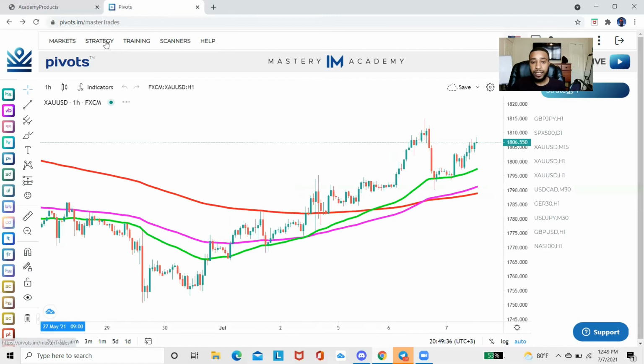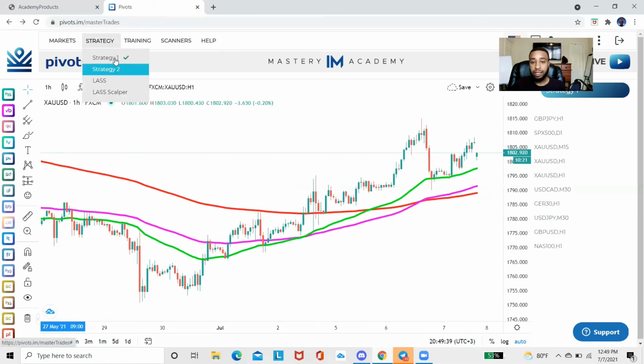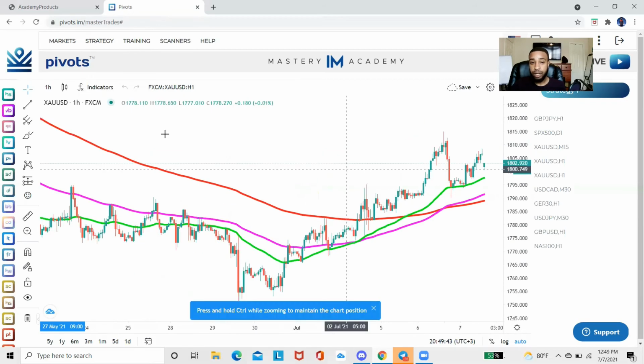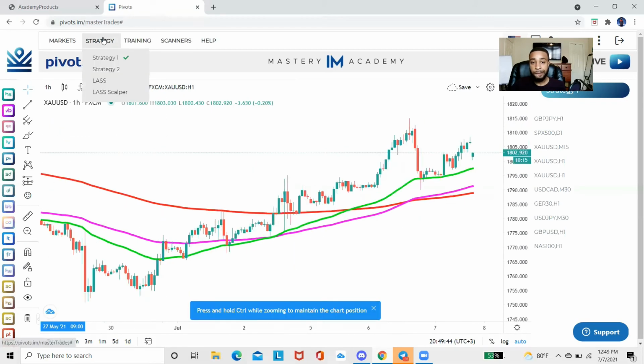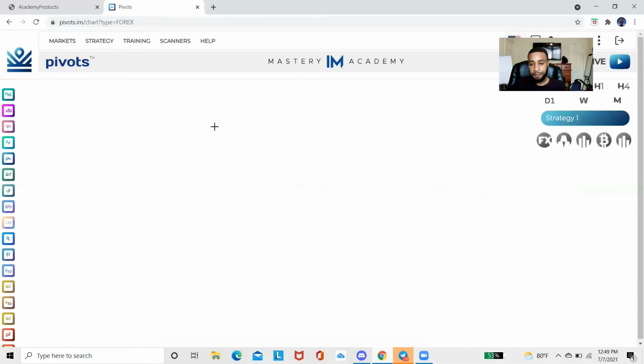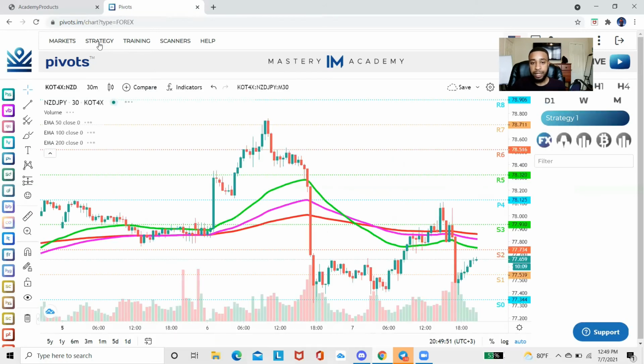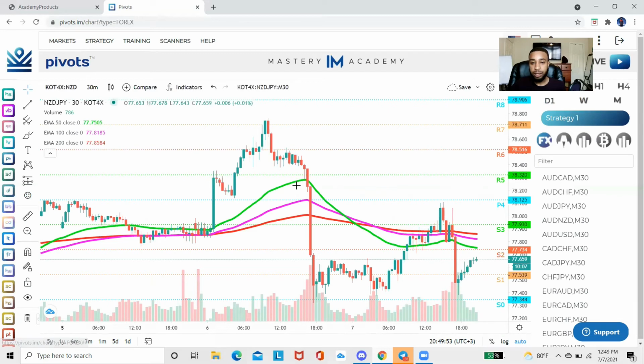And then finally, under where it says strategy, I want you guys to notice there are technically 4 different strategies. Okay, there's strategy 1. All right, let me go back to regular Forex. So as you guys see, got to make sure I got off a master trade. So as you guys see, we got strategy 1, right? I'm going to click on strategy 2.